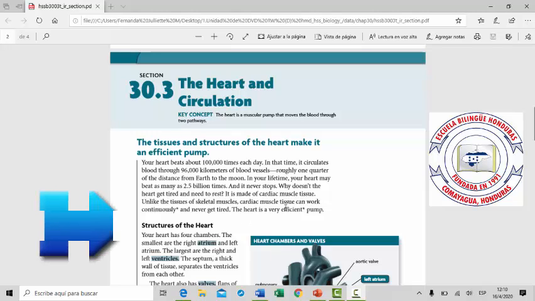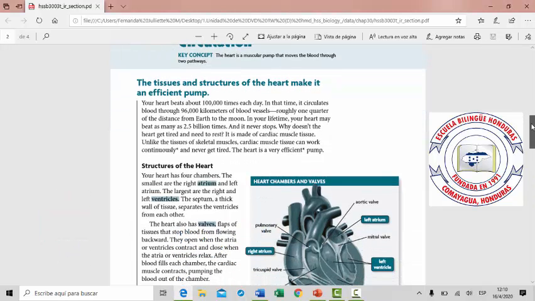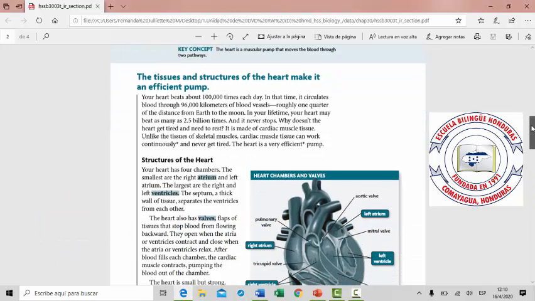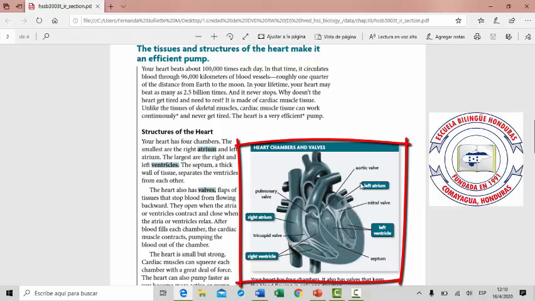The structure of your heart. Your heart has 4 chambers. The smaller are the right atrium and the left atrium. The largest are the right and the left ventricles.